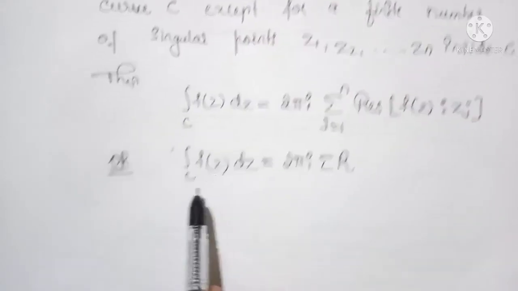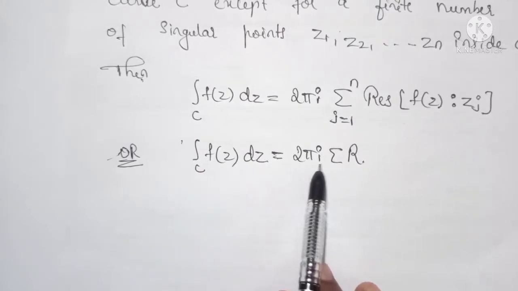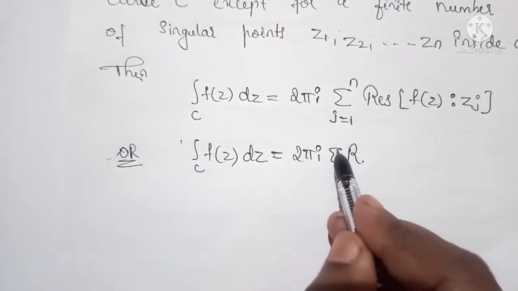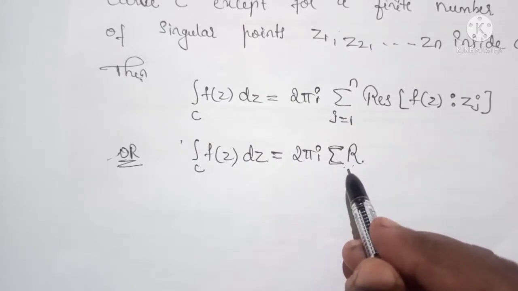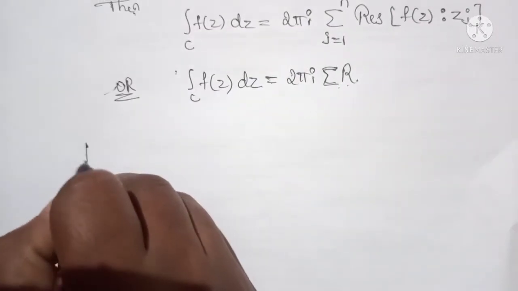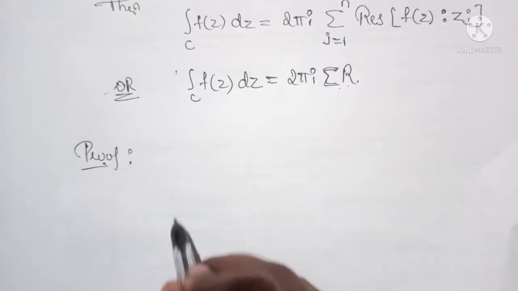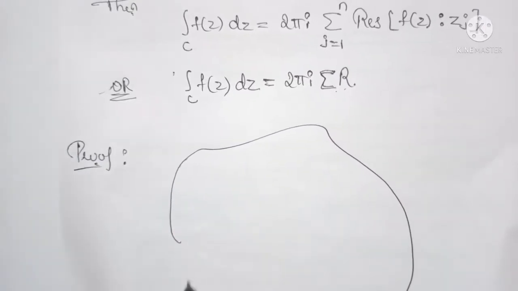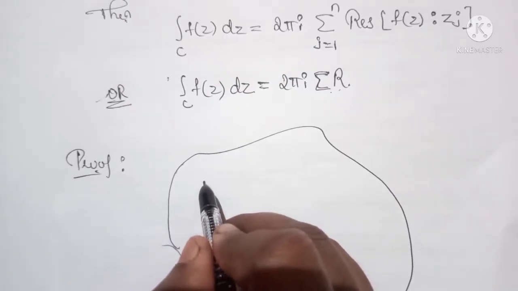So it can be written as the integral over C of f of z dz equals 2 pi i times the summation of r. Summation means it is a sum of all the residues. So it means that if we have a closed curve, consider any simple closed curve. There we have some finite number of points of singularities.